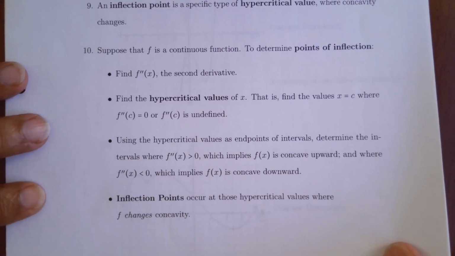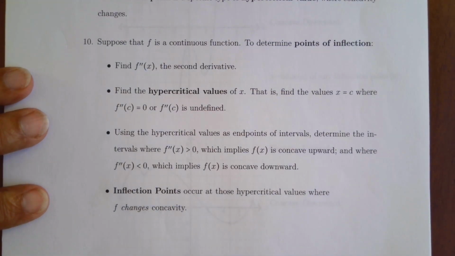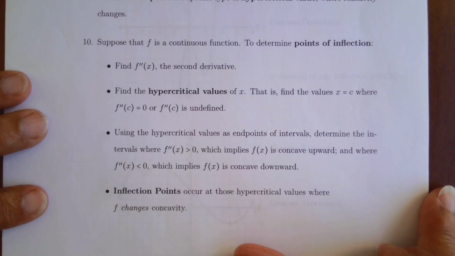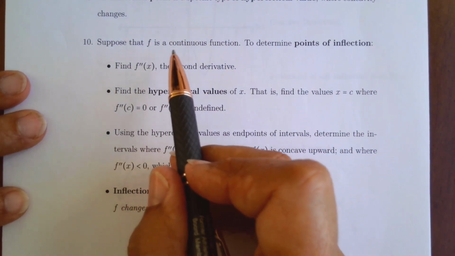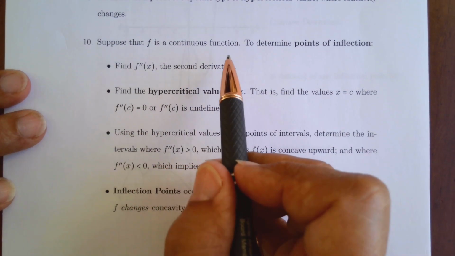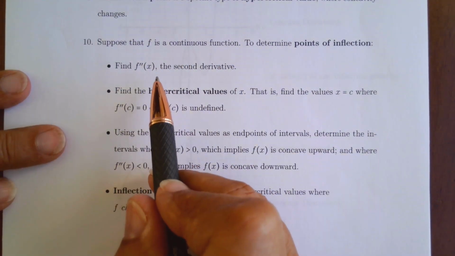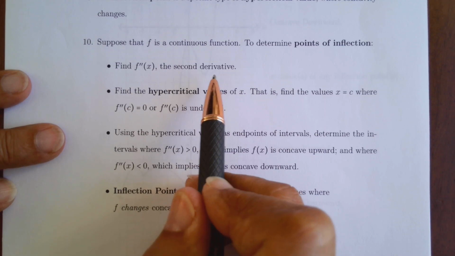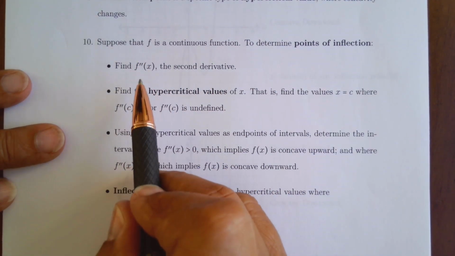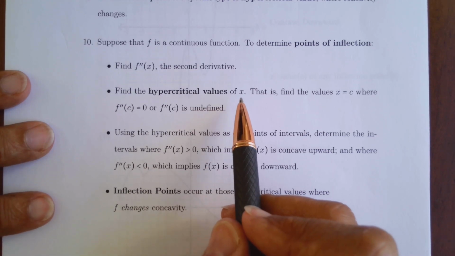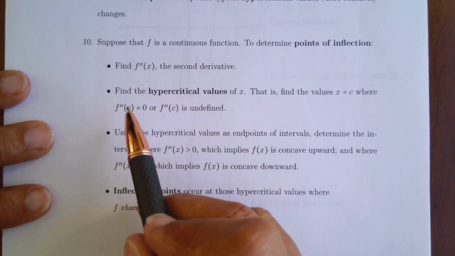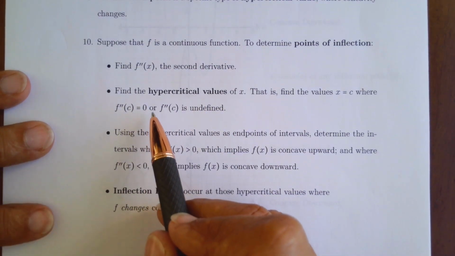The very last thing on here are the steps on how to find a point of inflection, and we're going to go through these together. In order to find the points of inflection, we have to have a continuous function. Then we find the second derivative, which means we have to find the first derivative and then the second derivative. We find the hypercritical values of x, so we set the second derivative equal to 0 and find those values.